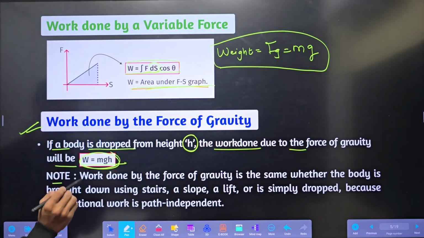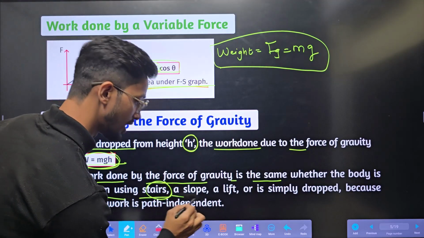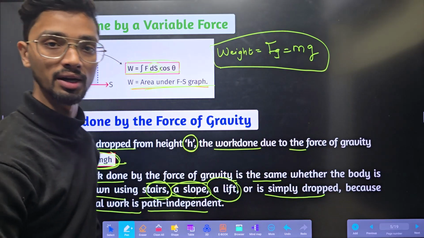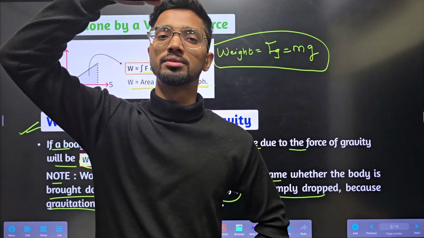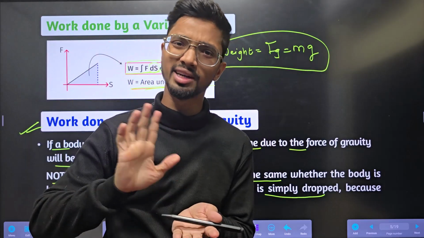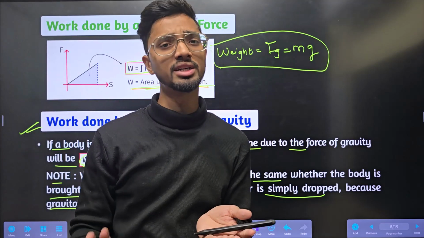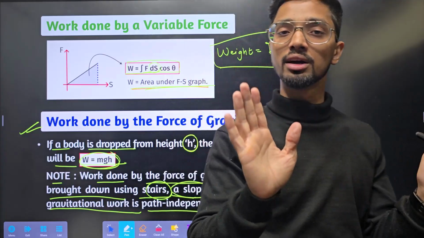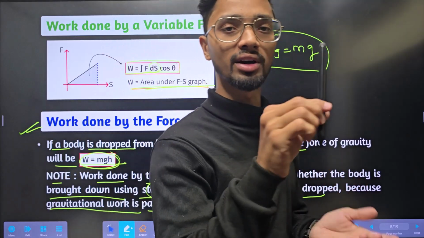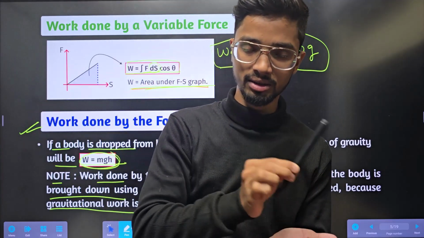Simple. Note, work done by the force of gravity is the same whether the body is brought down using stairs, a slope, a lift, or simply dropped, because gravitational work is path independent. See here, the body is here. If I drop it like this, mg into h. If I am taking it like this, mg into h. If I am bringing it like this, mg into h. In any way, the work done due to gravitational force will be the same because it is path independent. However, we'll take only the vertical height, not the path traveled.